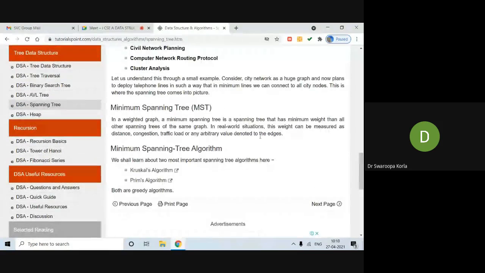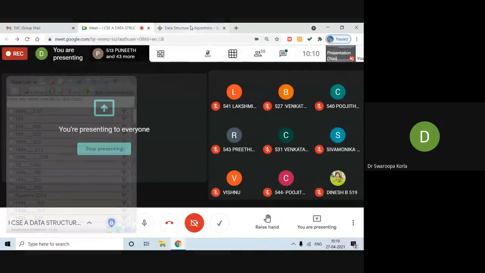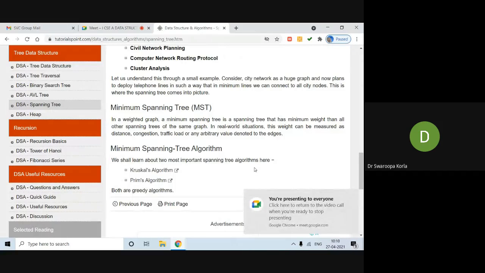Yes, see now how to find out the minimum spanning tree. So to find out the MST for a graph, we have two most important spanning tree algorithms that have been introduced by the very famous research scientists Kruskal and Prim.